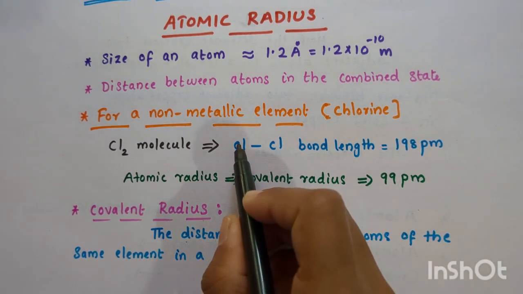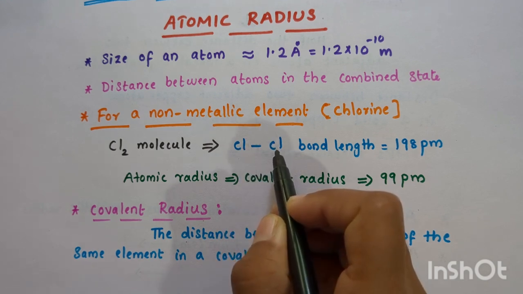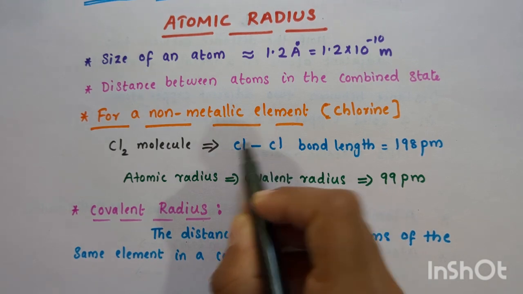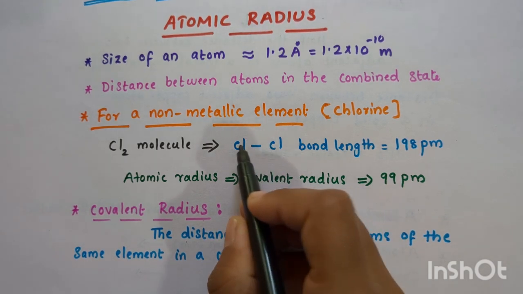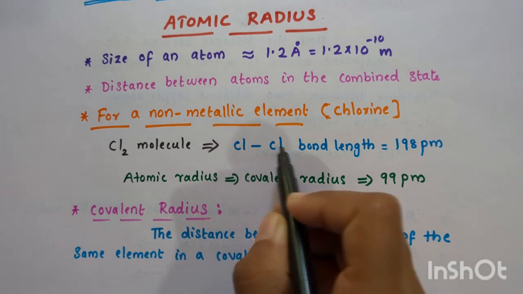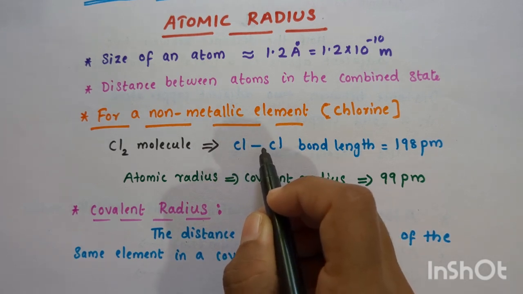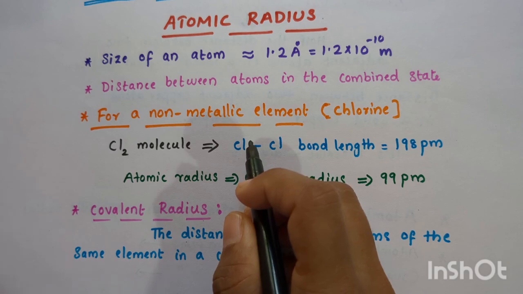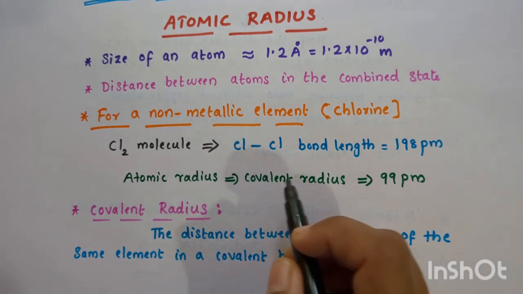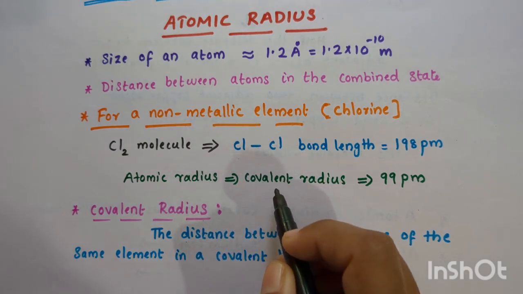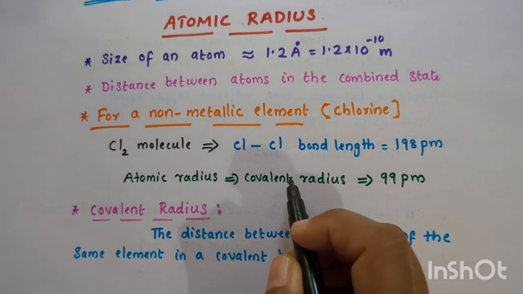Here we have a chlorine covalent bond. Both are the same element. The distance between these two chlorine atoms in the covalent bond is the covalent radius of chlorine. And covalent radius represents the size of an atom in a covalent bond.